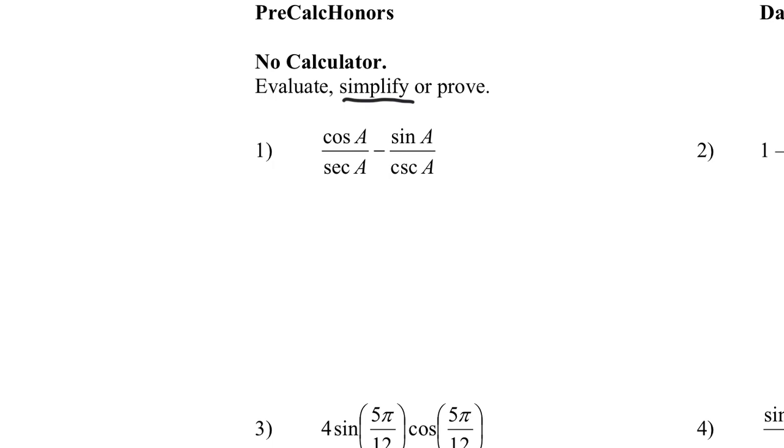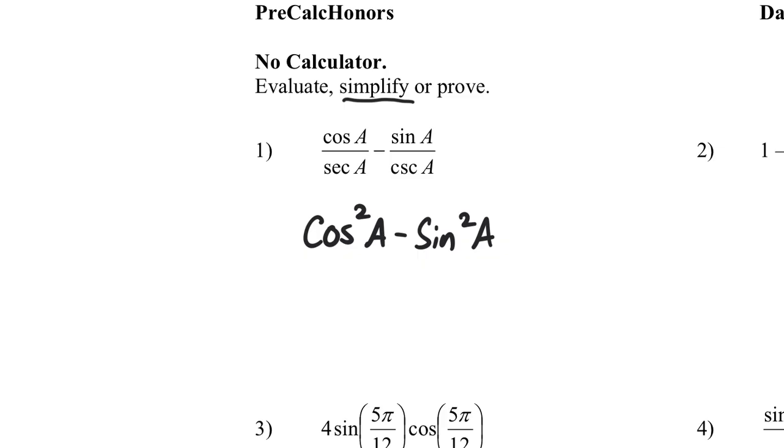So on number 1 here, I don't like secant and I don't like cosecant. So my first move here would be to rewrite secant from the denominator in the numerator. That's going to create cosine squared A. And then doing the same thing with my other term, cosecant is the reciprocal of sine. And now I get sine squared A.